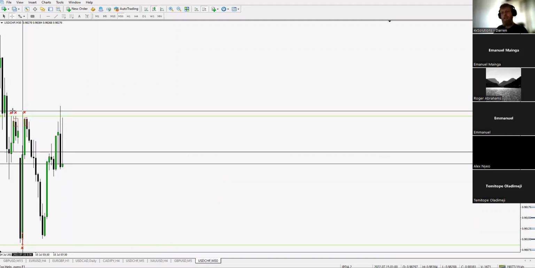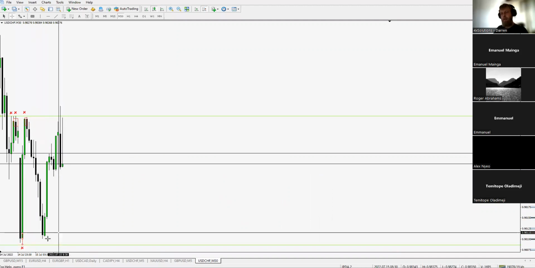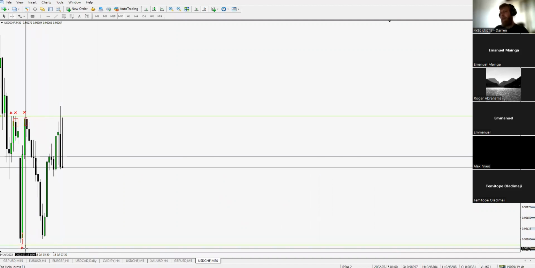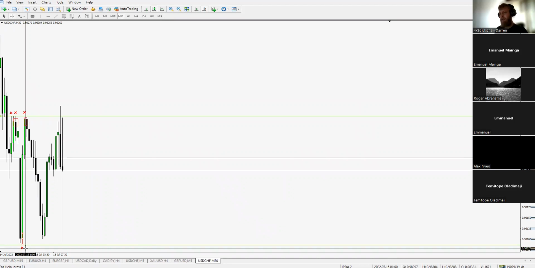So if we were taking this internal, we would target external. This would be external range liquidity over here. You target from an internal range idea to an external range idea. From an external range idea, you target an internal range idea.